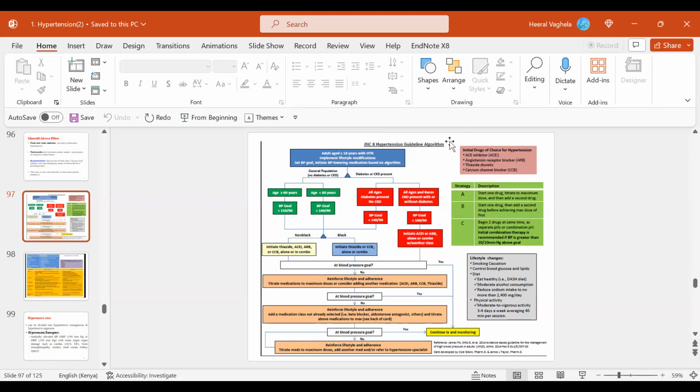Any question, clarification? Otherwise we move to hypertensive crisis.